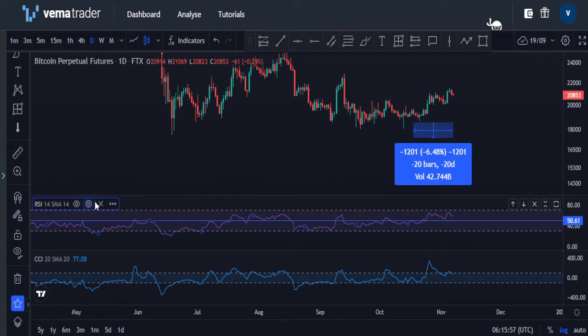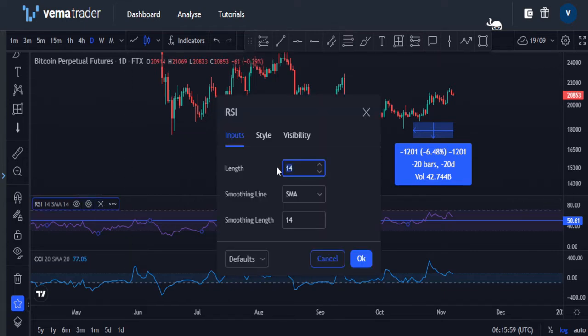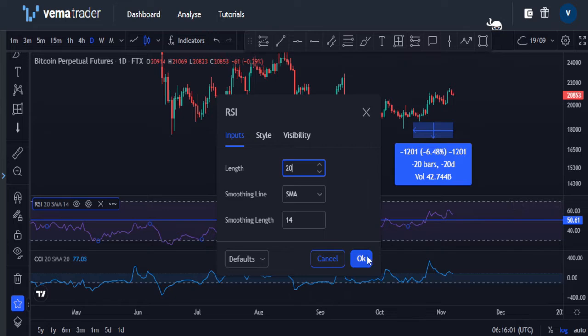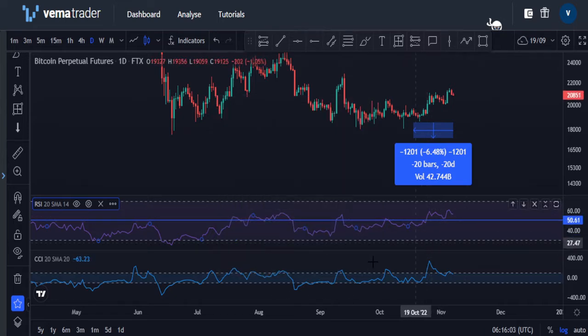Now you can change that. You can come to your settings. Let's say you wanted to map this to 20. You can come in there and see. And you can see it still differs, right? Even though they're looking at the exact same time frame, your CCI and your RSI still differ, even just when you look at the movement of the line, because they use different formulas to calculate their values.